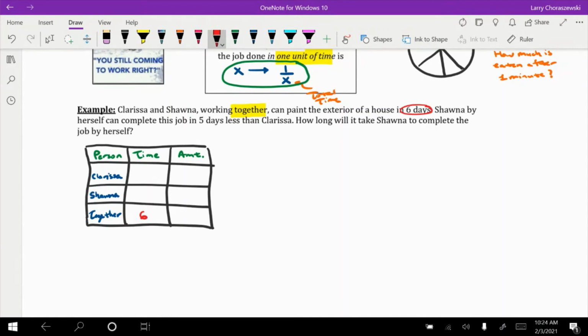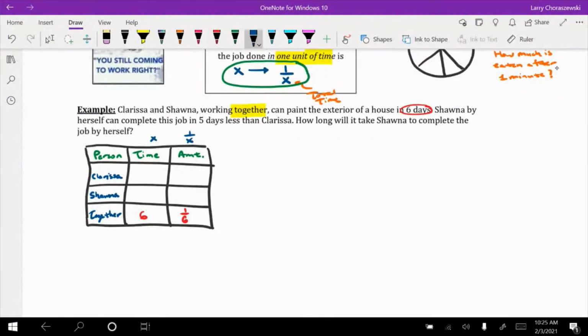So what would that mean about the amount of the job done after just 1 day? What would that be? I'll keep in mind our constant rate job formula. Okay, so 1/6, yep. So maybe this might help. We'll put x above time and 1/x above the amount.